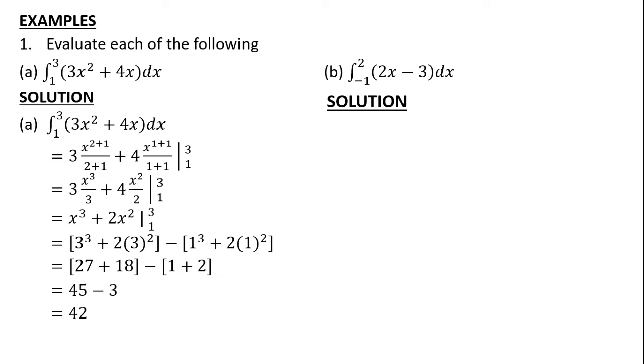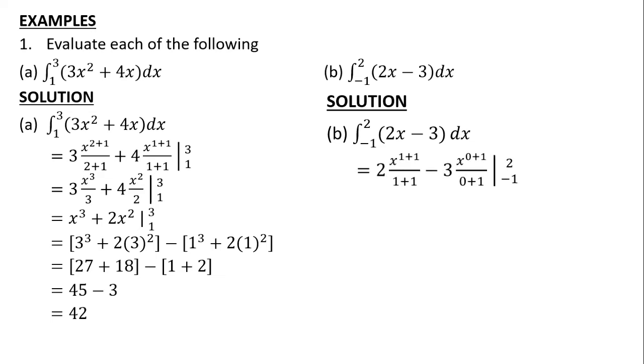Evaluate the integral of 2x minus 3 dx with limits -1 to 2. So we are going to say 2x to the power 1 plus 1 over 1 plus 1. And then we are going to introduce an x where there's a -3. So we are going to say 2x to the power 1 plus 1 over 1 plus 1 minus 3x to the power 0 plus 1 over 0 plus 1 with limits from -1 to 2.